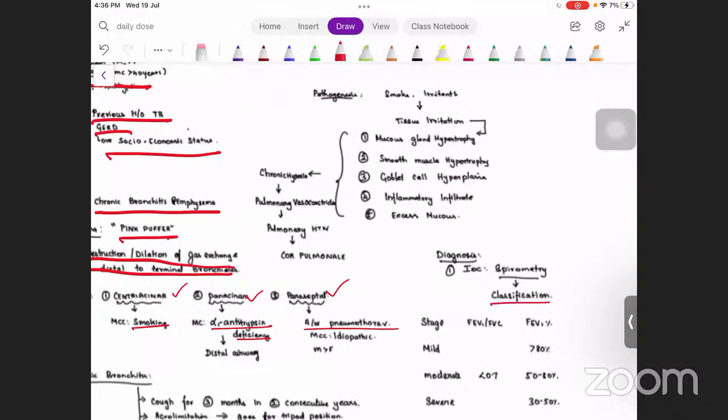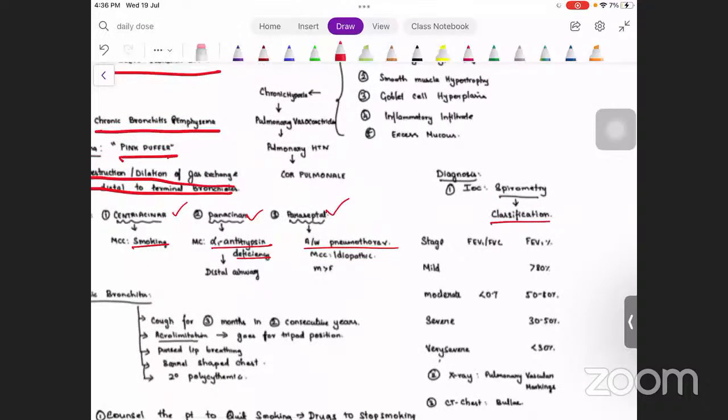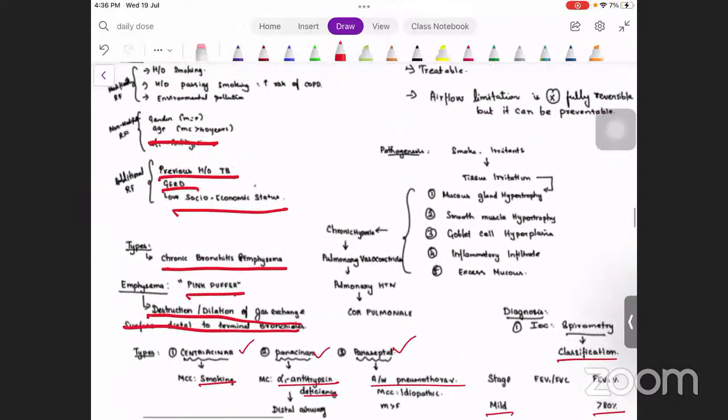Investigation of choice is spirometry, and we can classify them as mild, moderate, severe, and very severe. For mild, FEV1 percentage will be more than 80, moderate 50 to 80, severe 30 to 50, and very severe less than 30. X-ray shows pulmonary vascular markings, and CT chest shows a bulla.